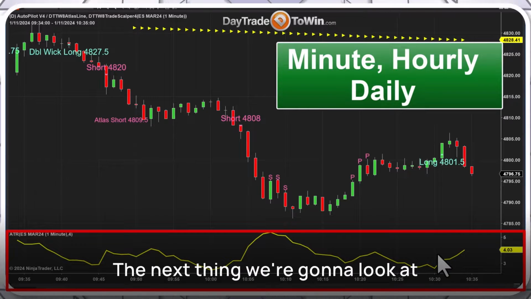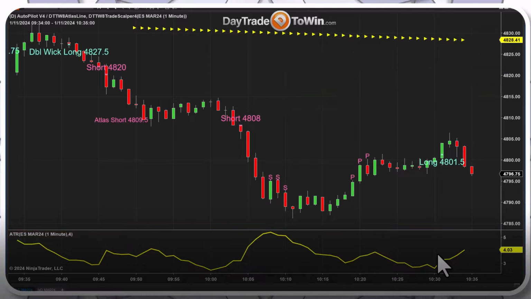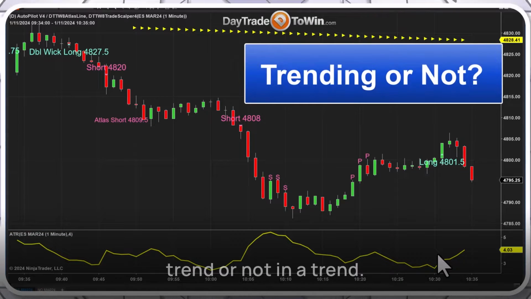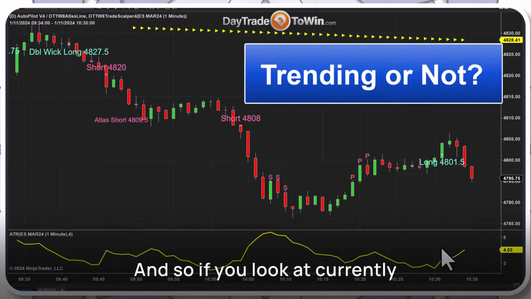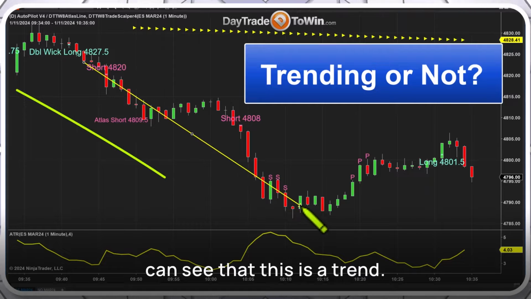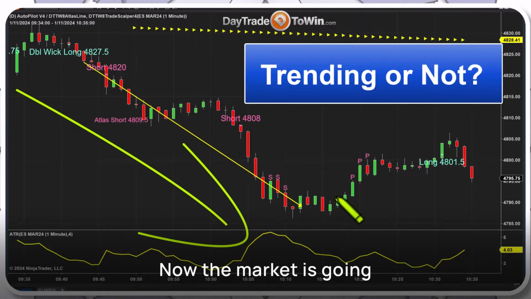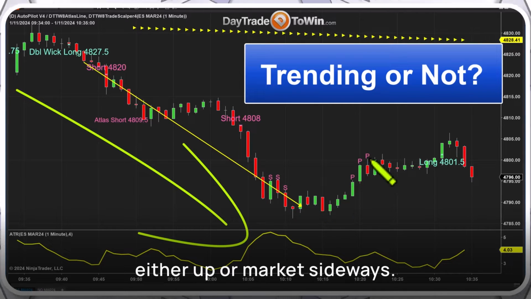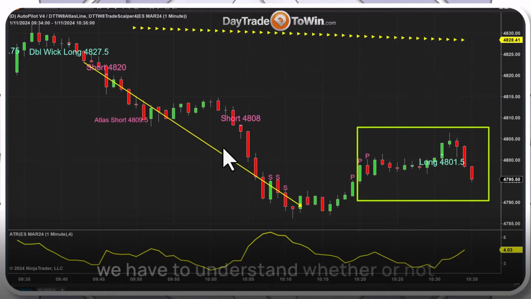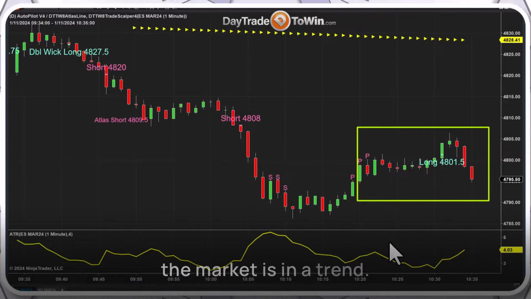The next thing we're going to look at when it comes to price action is whether the market is in a trend or not in a trend. Currently, the market is going down and you can see that this is a trend. Now the market is going either up or sideways. So as you can see right now, we have to understand whether or not the market is in a trend.